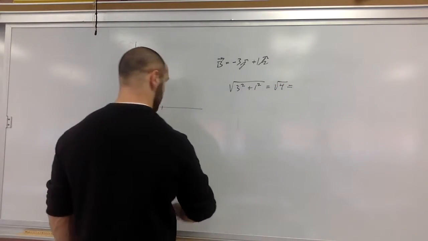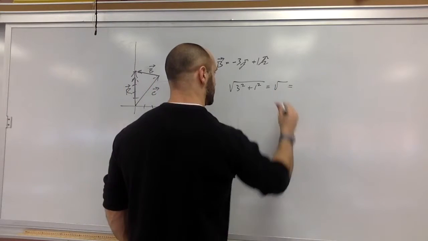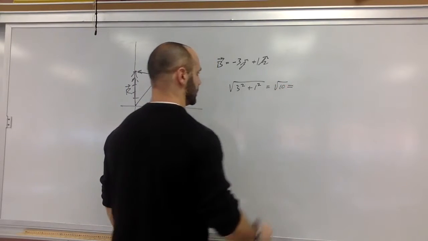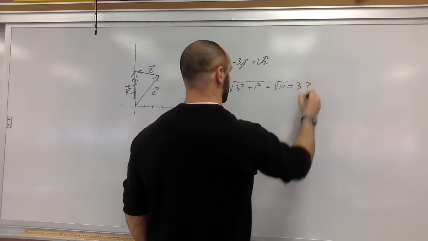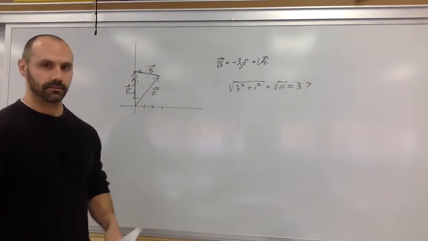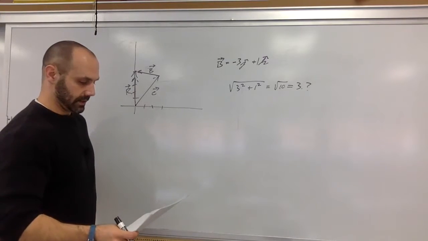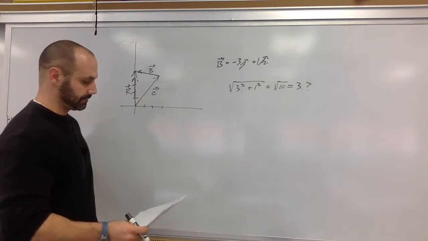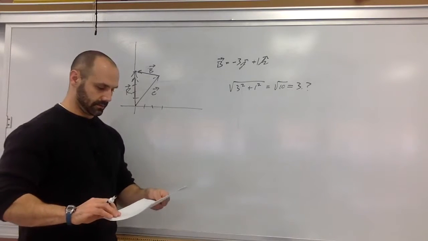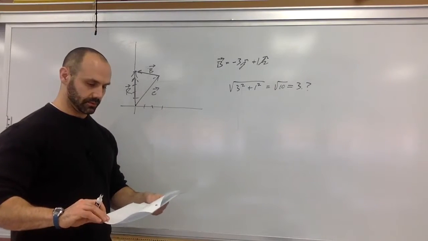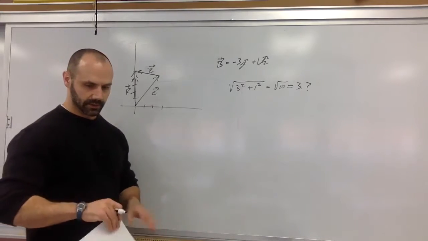9, so square root of 10. And the square root of 10 is 3 point something. The important thing is getting at least that far, right? So let's go on to the next packet.